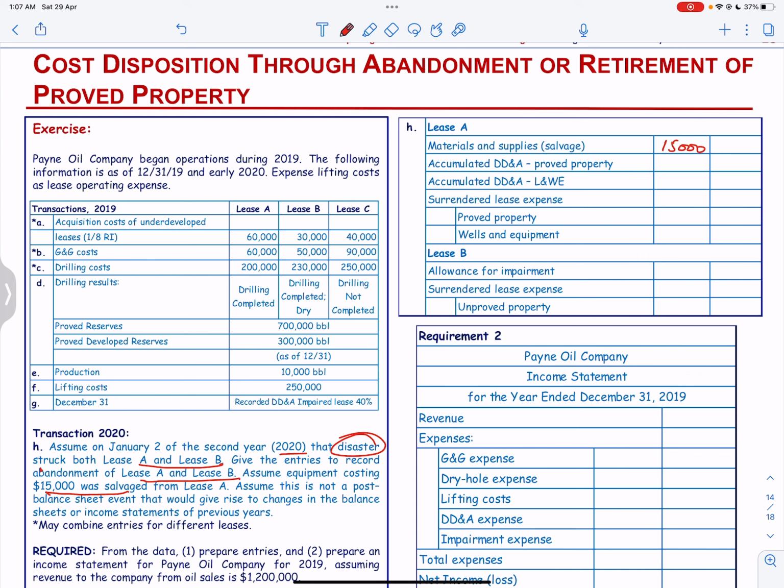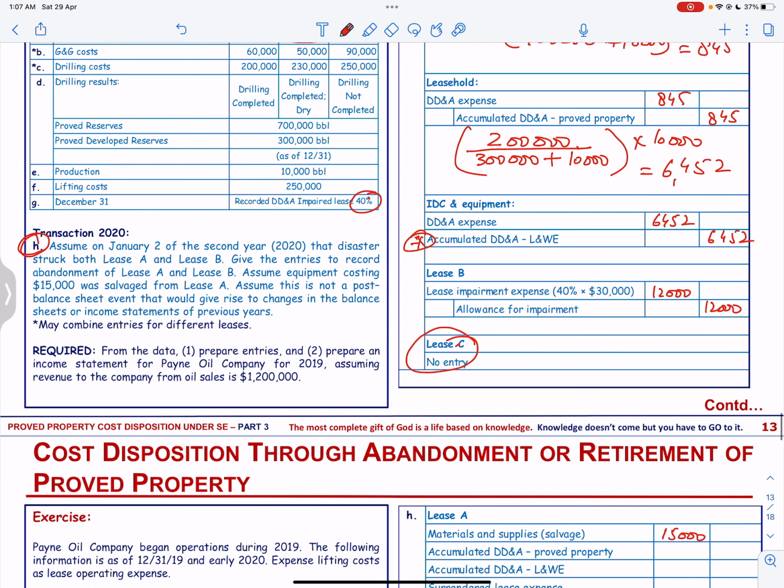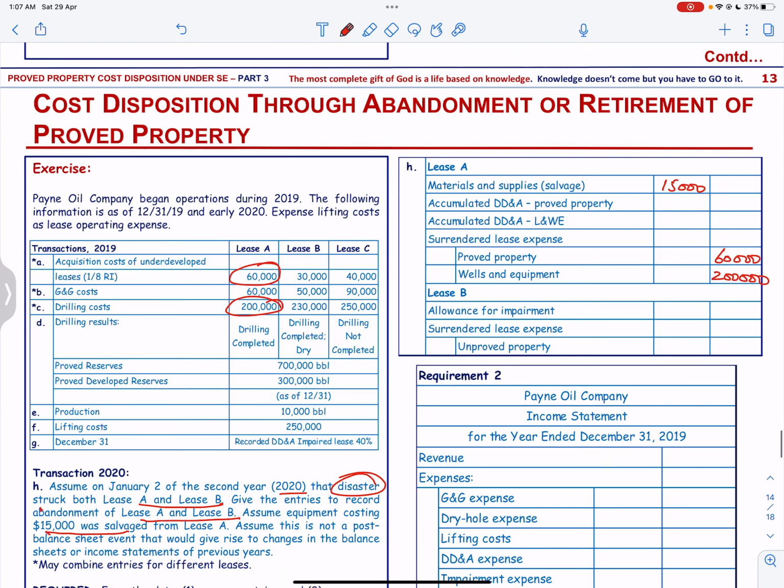Then if you can remember the proved property, first of all this is going to be for lease A, and for lease A the proved property was 60,000, and for the wells and equipment it was 200,000. Then the accumulated depreciation that we have calculated before was 845 for the proved property, and for the well equipment it is 6,452. So this is 845 and 6,452, and the balance will be the surrendered lease expense of 237,703.